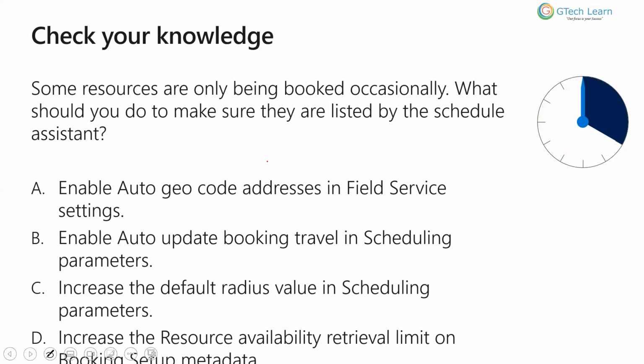So here are some options. Option A, enable the auto geocode address in the field service settings. Option B, enable auto update booking travel in scheduling parameters. Option C, increase the default radius values in the scheduling parameters. Option D, increase the resource availability retrieval limit on booking setup metadata. So let's have your answers on the chat, and let me just quickly start the timer now.